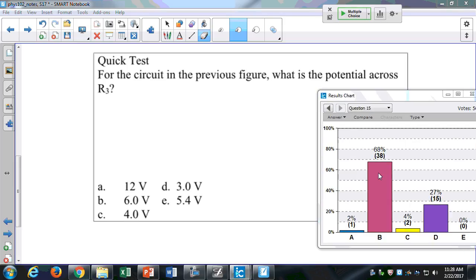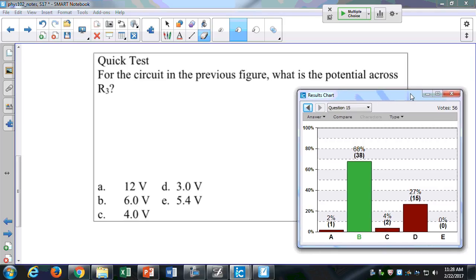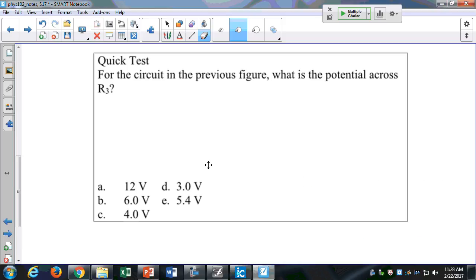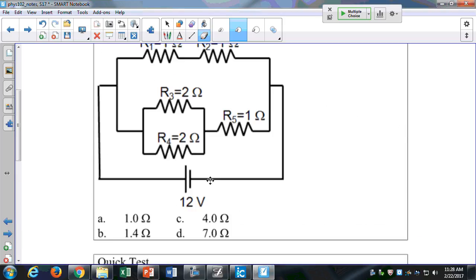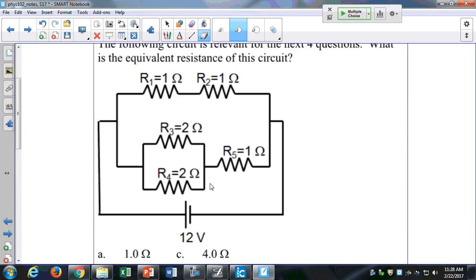Okay, so let's see. Here's B. What was D? 3. Oh, I know why you put D. Yeah, let me show you. So I want to know the voltage across R3. Let's not try to write down anything. Let's just try to look at this and sort of reason it out.